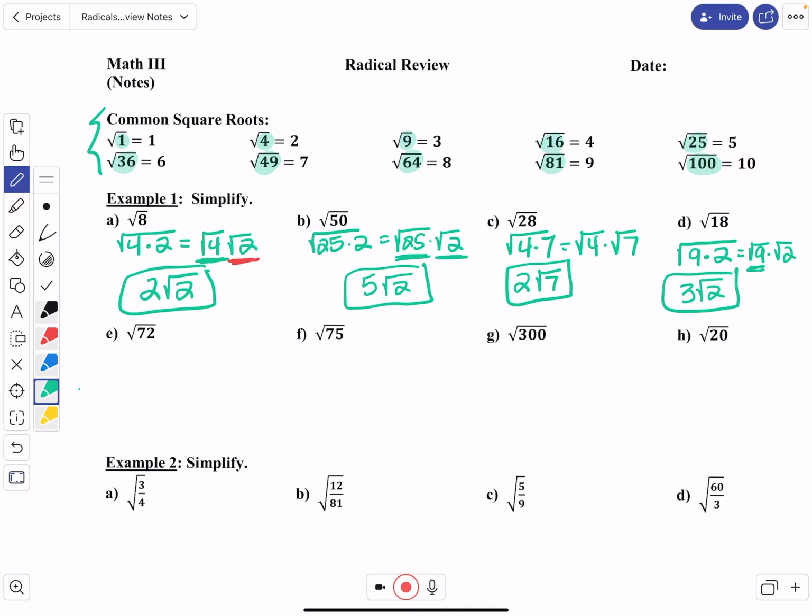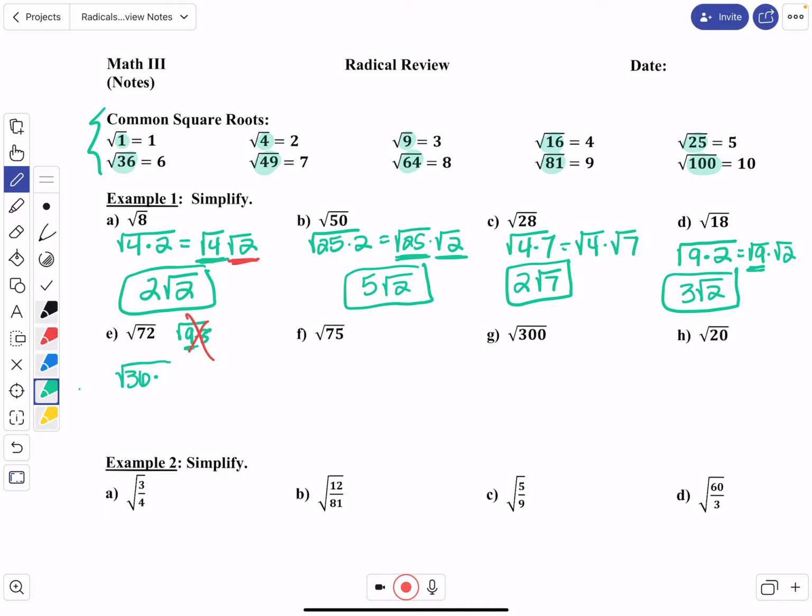Okay, so for 72, 72 is kind of a neat one, because you first initially think, well, 9 and 8 work, okay? But 9 is not the largest number that works. So we don't want to use that one. You always want to use the biggest one.